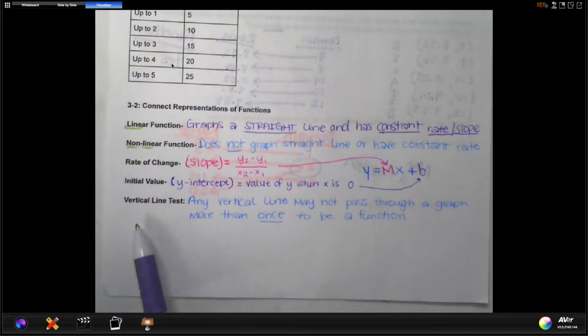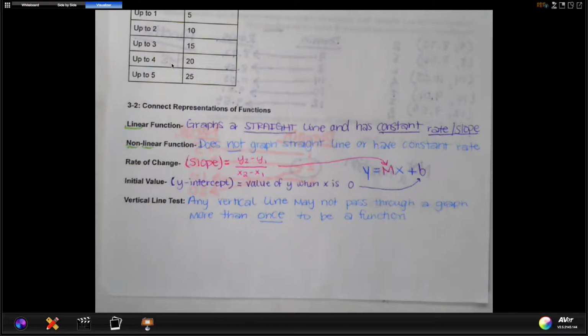And just a reminder after yesterday's lesson, what the vertical line test is. And that is that any vertical line may not pass through a graph more than once to be a function. Okay, again, pause the video here if you need time to write it down. But for essence of time in the video, we're going to move on to the first example.